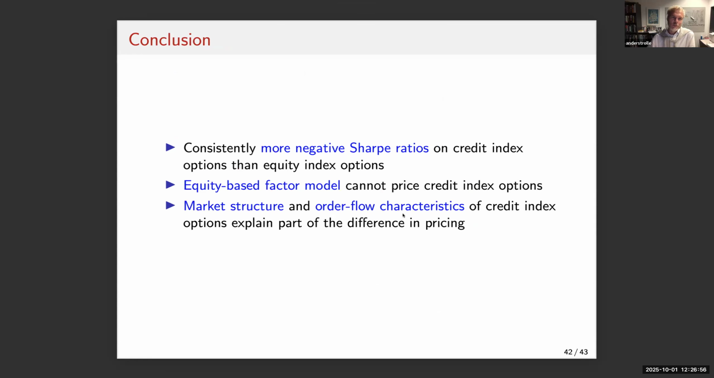So that concludes the presentation. We show that we find consistently more negative Sharpe ratios on credit index options than equity index options. We find that an equity-based factor model cannot price the credit index options. And we show that the market structure and these order flow characteristics of credit index options explain at least part of the difference in pricing between the two types of options.